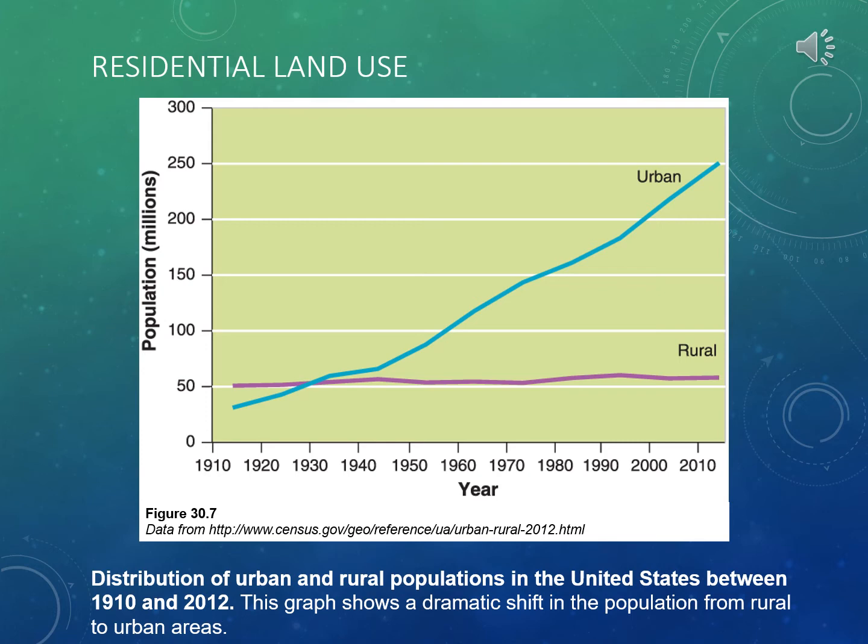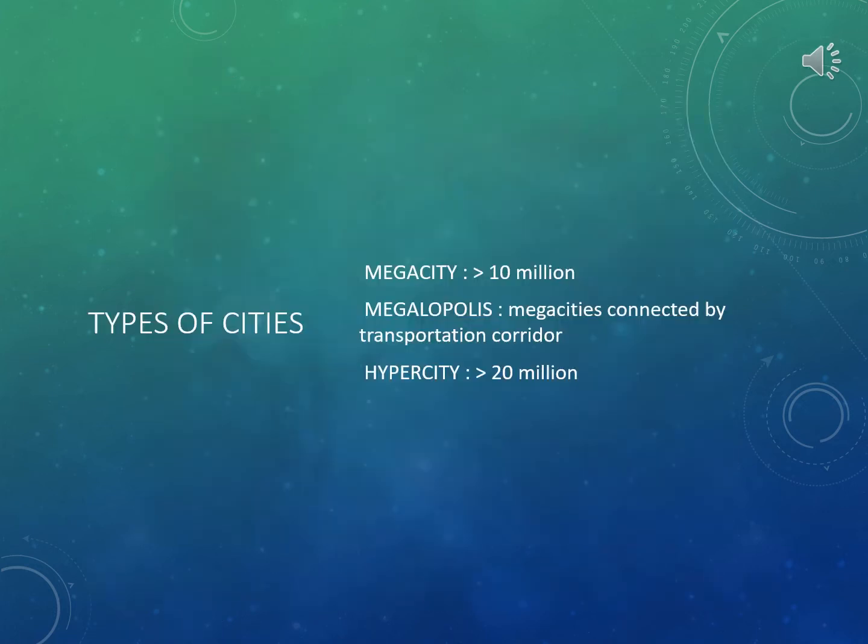This brings out the idea that there has been a dramatic shift in where our people live. The majority of people who are coming into the country or who are being born in the country are going to live or work in an urban area, meaning we are using larger portions of our land for urban areas and urban residential areas. There are four major types of cities.